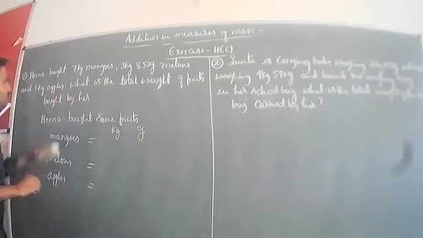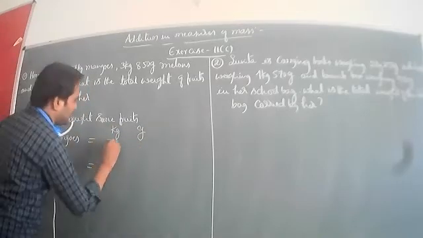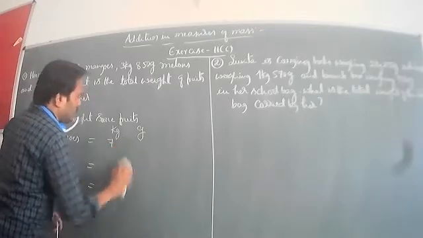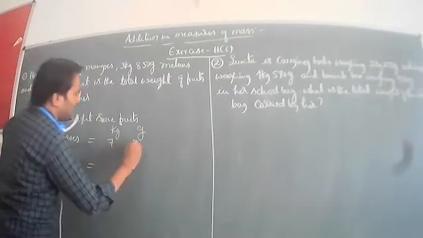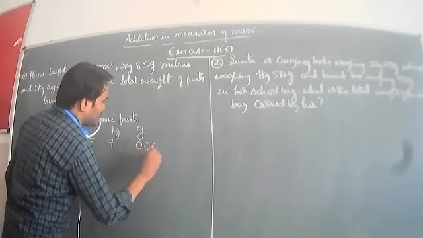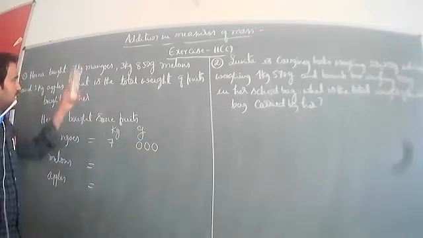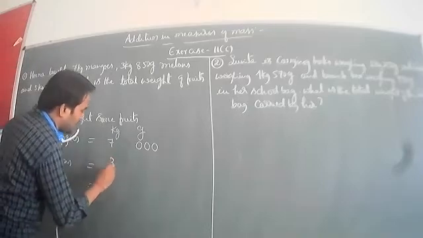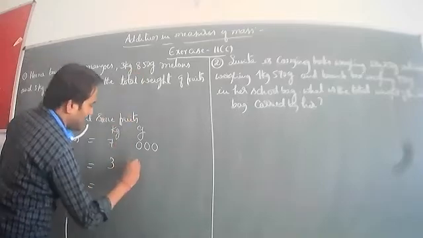What is the weight of the mangoes? 7 kg. Okay, what is gram? Gram is not there, so we should write 00 gram, because gram is not there. Then what about melons? How much kg? 3 kg. Gram is how much? 850 gram.